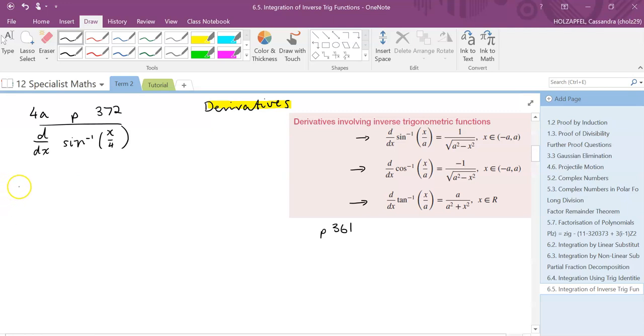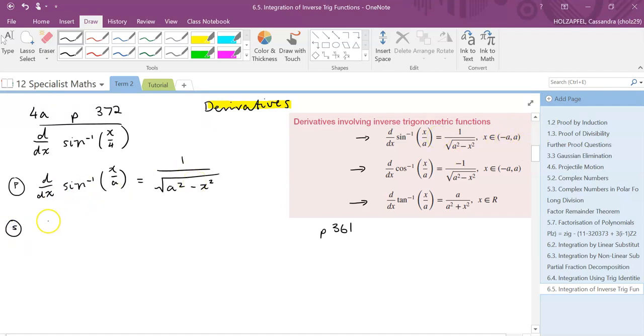Okay, so let's write our rule. We always do FSA. So our rule is that d/dx of inverse sine of x over a will be equal to 1 over the square root of a squared minus x squared, where x is an element of negative a to positive a. We don't need to write that bit, I'll just write this bit here.